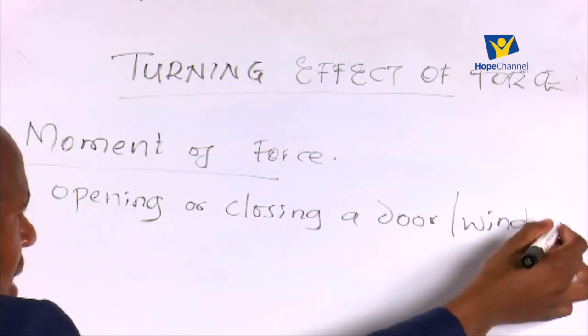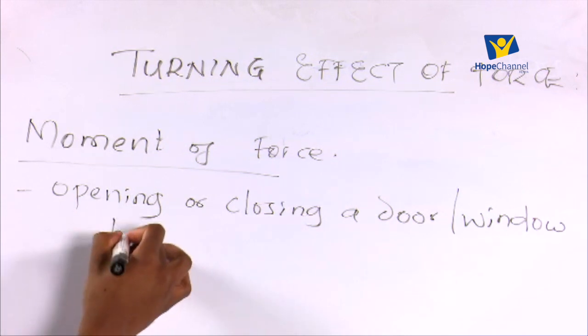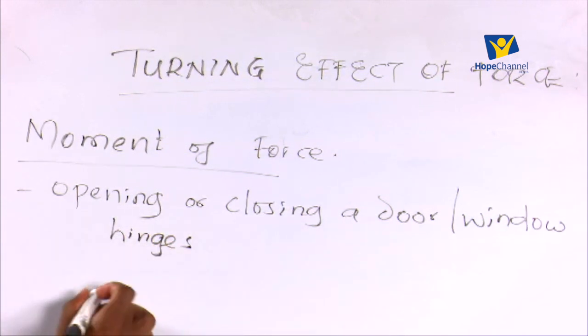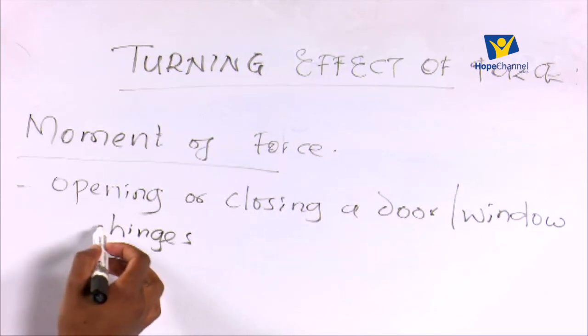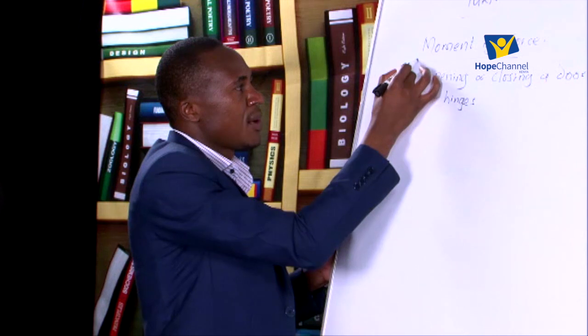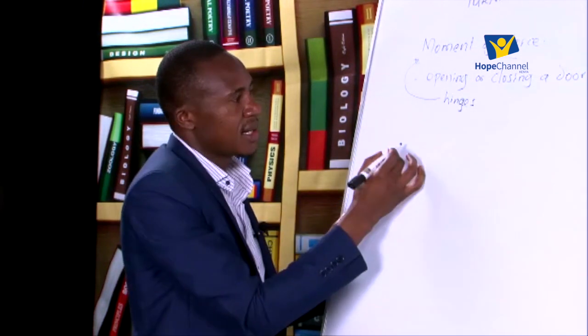You always experience that when you push the door, it's going to open, but as it opens, there's that point where the door is supported, so it doesn't move away. Actually, it rotates. It swings about those hinges, and so we say that when you exert a force to open or close, then the door is going to experience the moment, or it's going to turn, to rotate about the hinges. Or the window, still the same thing.